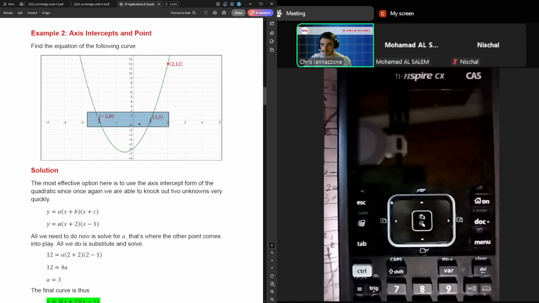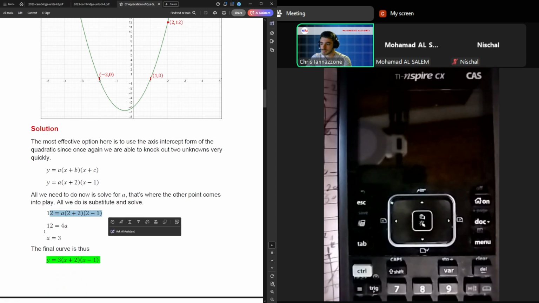Now, granted, this is still 3 points. You could use the ax squared plus bx plus c. You'll see pretty quickly why we don't want to do that, ideally. We have our factors. A is unknown. Here's another point. Sub in that point, solve for A. Same idea.